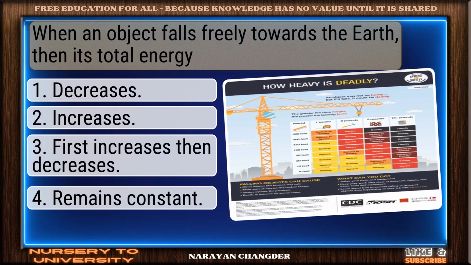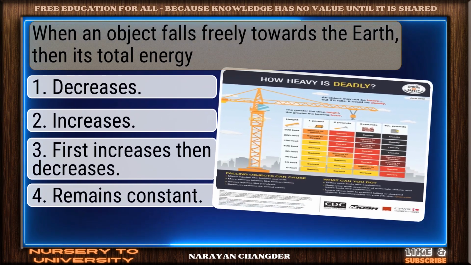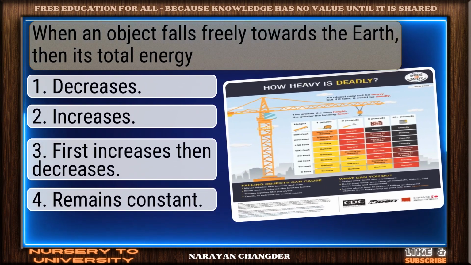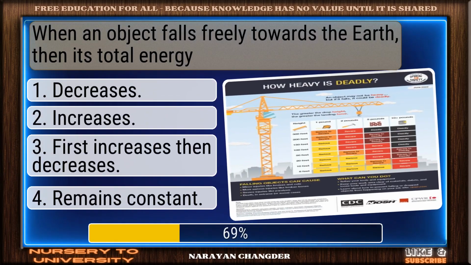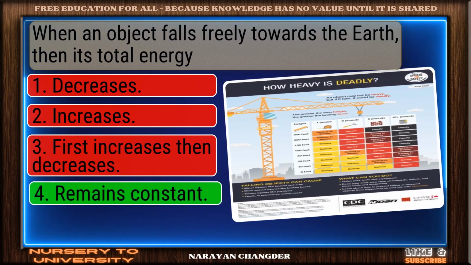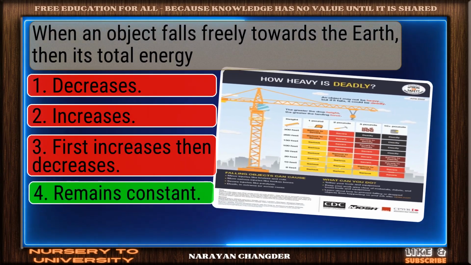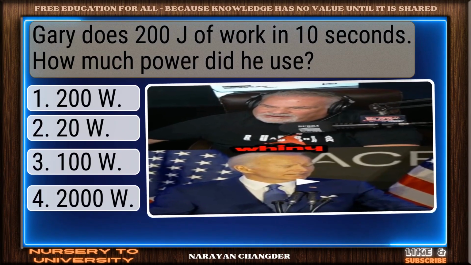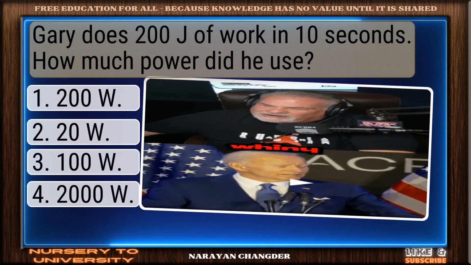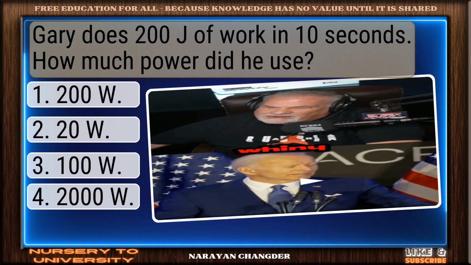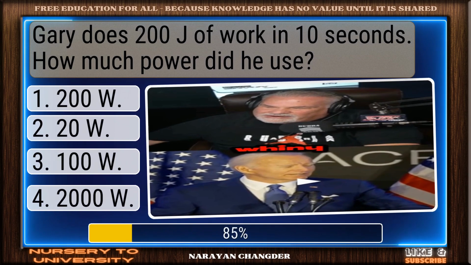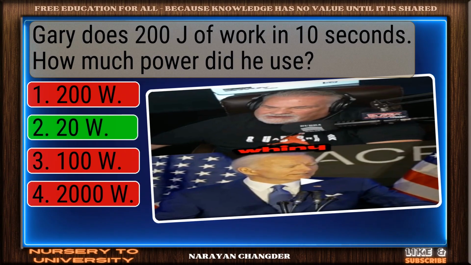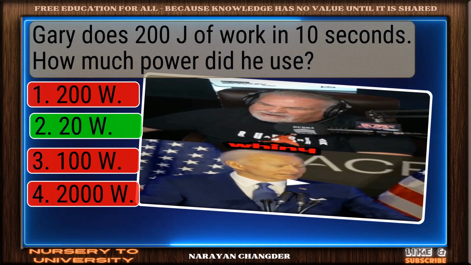Question number 38. When an object falls freely towards the Earth, then its total energy? Perfect. Remains constant is the correct choice. Question number 39. Gary does 200 J of work in 10 seconds. How much power did he use? Nice selection. 20 W is the correct and valid answer.